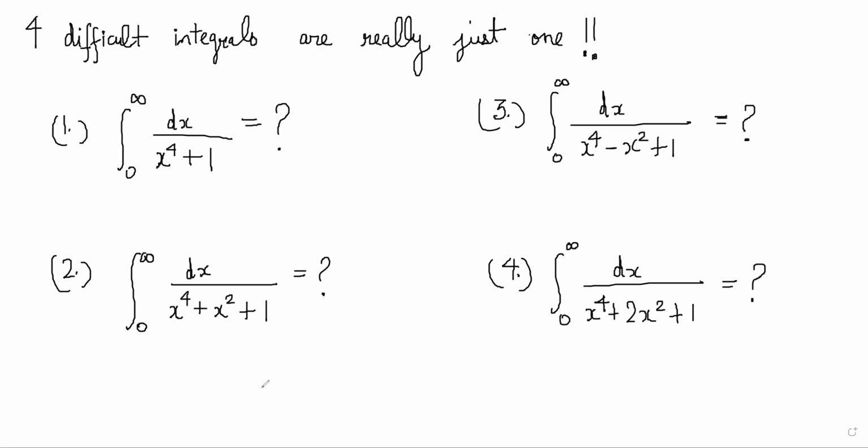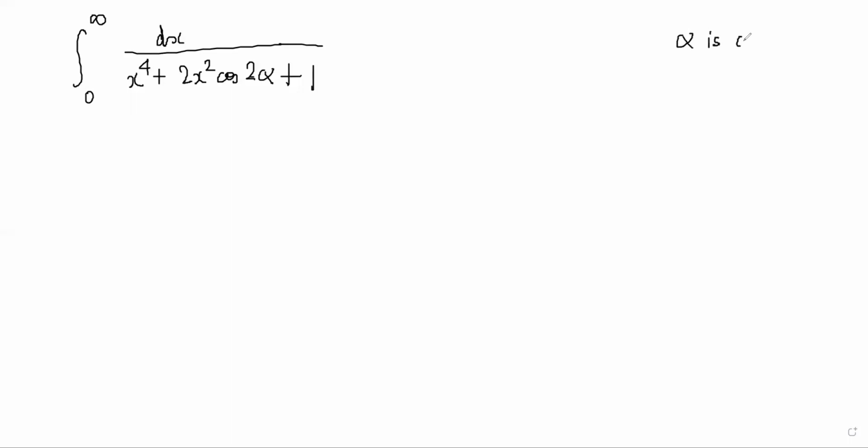So I'll go to the next screen and I'll show you the general integral that you want to solve. So you want to do the integral from 0 to infinity of dx by x power 4 plus 2x square cos 2 alpha plus 1. This is the general integral. Here alpha is a constant, right?